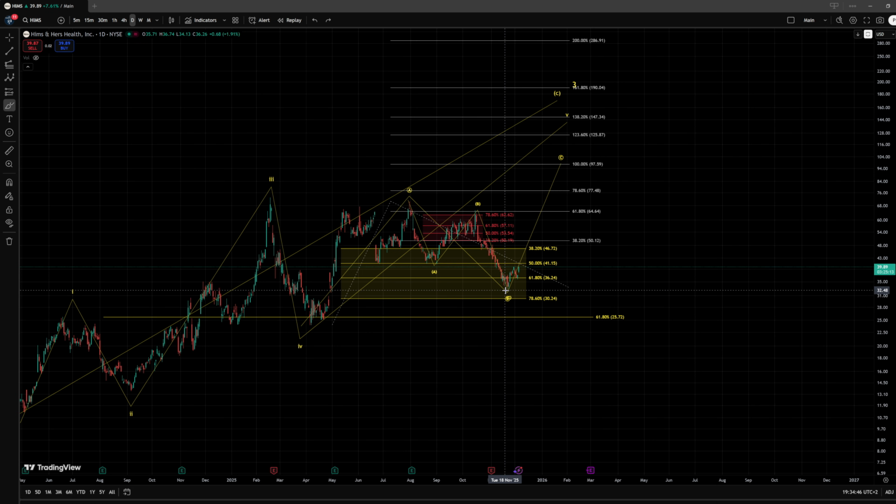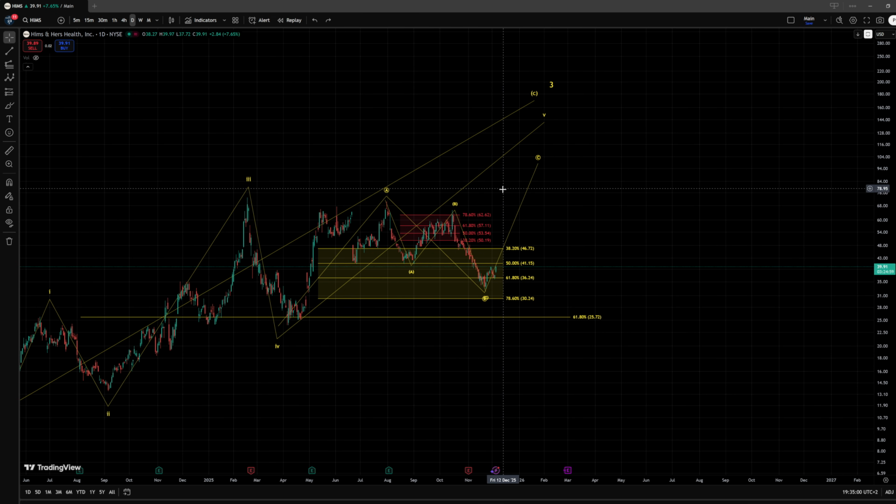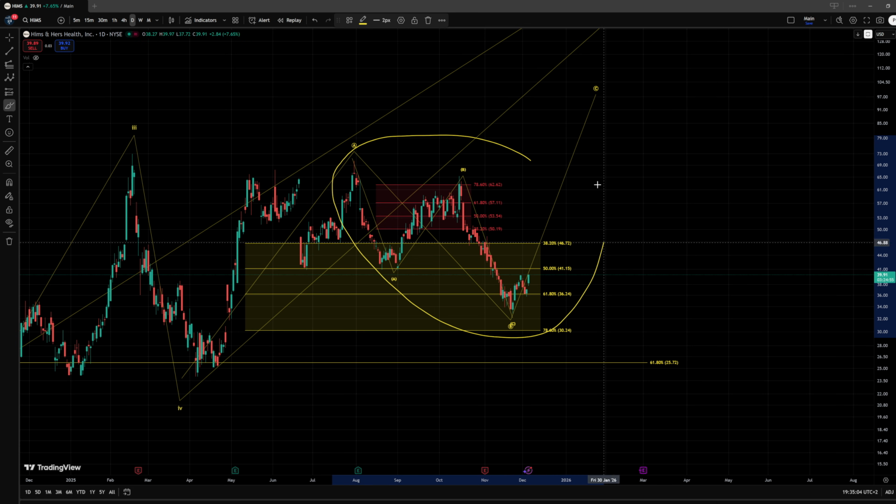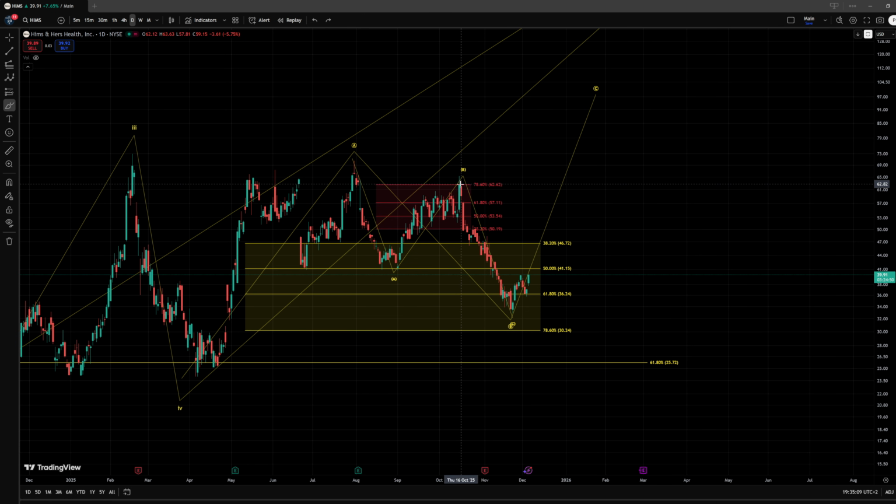We will need to be tracking this internal structure to have a clearer view of the expectations we should have for this overall pattern. Now, with that said, we have been tracking this extension lower. We are talking about this correction which has occurred over the last few months, and we have been looking for an extension lower ever since we formed this initial wave A down.